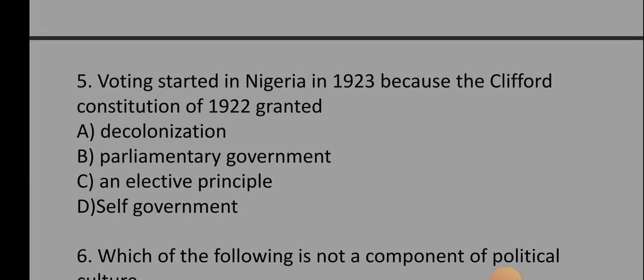The fifth one said, voting started in Nigeria in 1923 because the Clifford Constitution of 1922 granted A, decolonization, B, parliamentary government, C, an elective principle, D, self-government. So the correct option is option C, which is an elective principle.